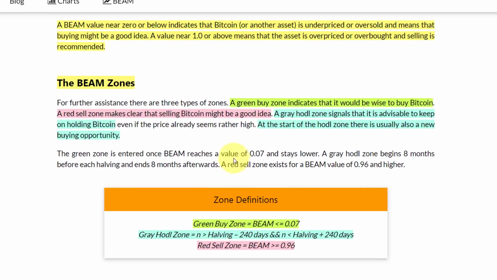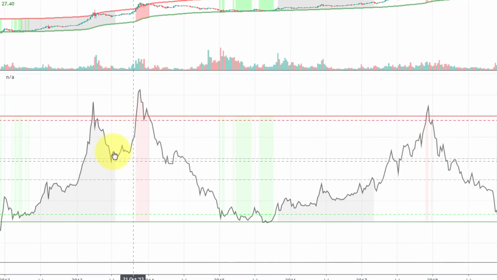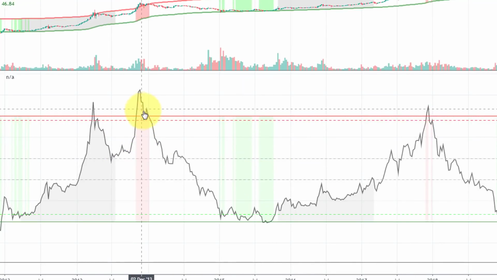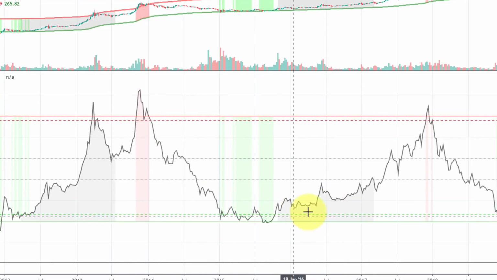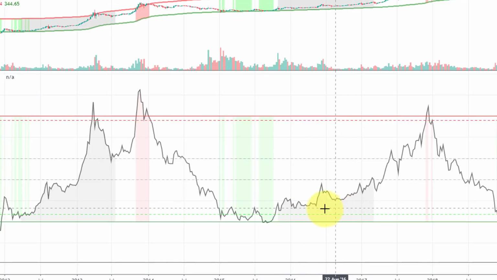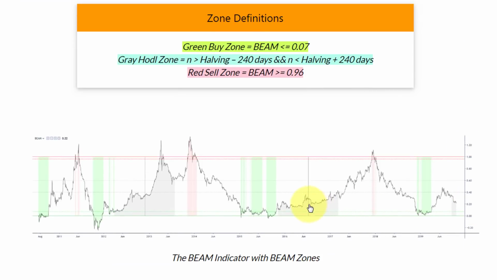Now there's another component to this. It's the beam zones. So the beam zones are these shaded areas. Obviously green means buy, red means sell. Gray is interesting. It's not really a value of the indicator. It's more of a time-based thing around the halving cycle. So the green zone is a beam reading of equal to or under 0.07. Red is equal to or greater than 0.96. And that gray zone is 240 days before the halving and 240 days after the halving. Okay, so halving is right in the middle of those gray zones.